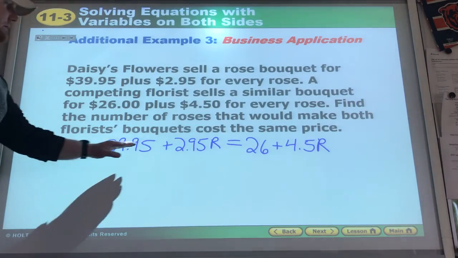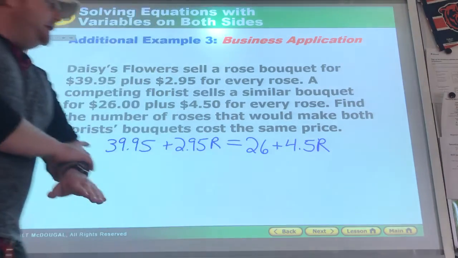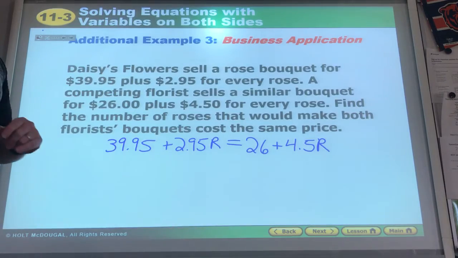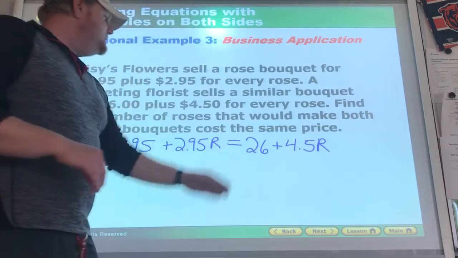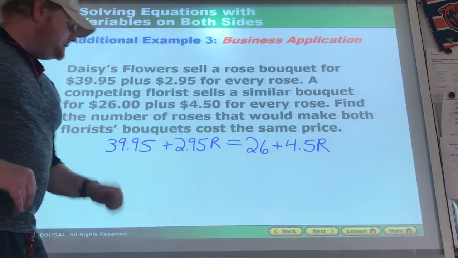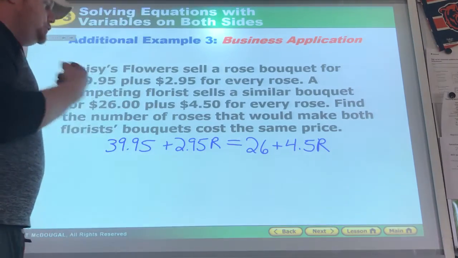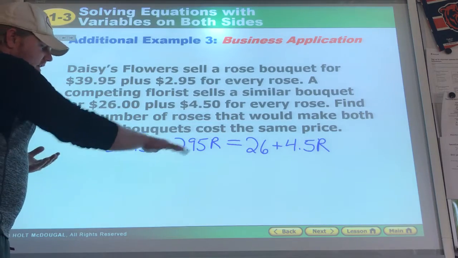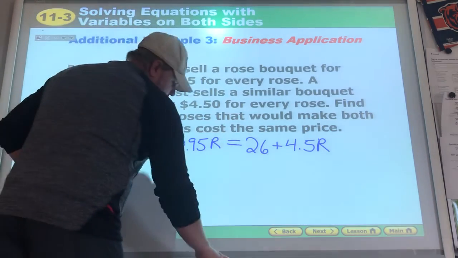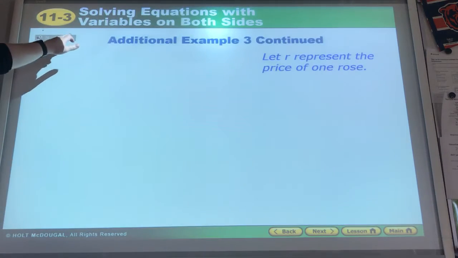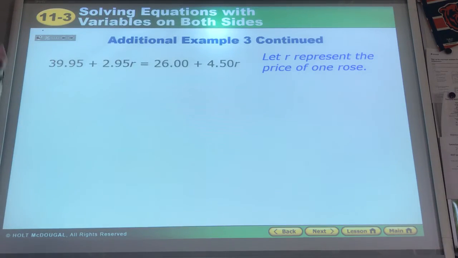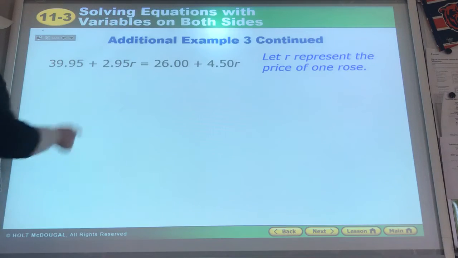Do you see how this is an equation where we have a variable on each side? $2.95 times the number of roses, $4.50 times the number of roses, the standard cost. All right, when we do this, let's make sure we have that. And since there's all the decimals, I'll let them do the math. All right, so let R represent the roses. They use a lowercase, but we have the same equation.